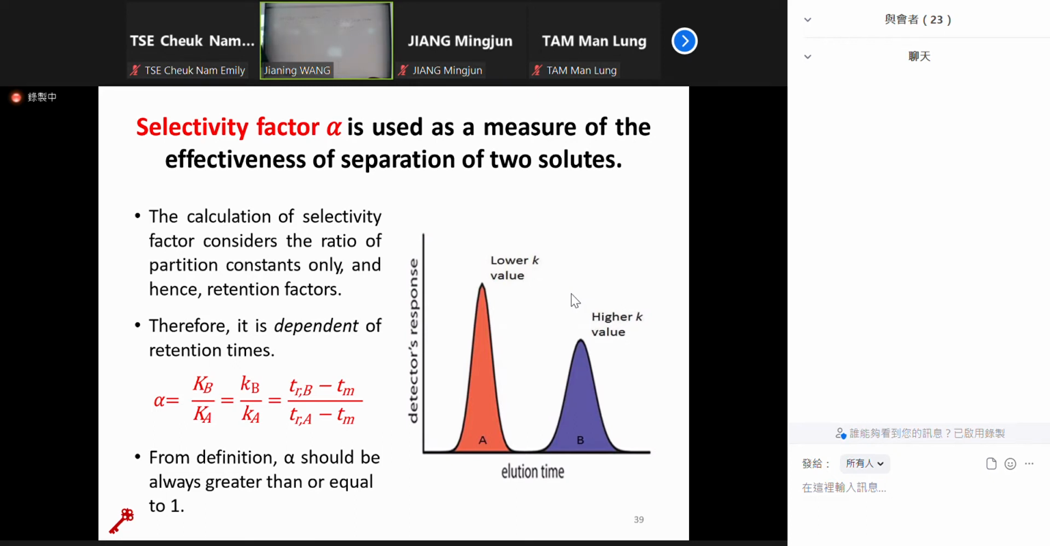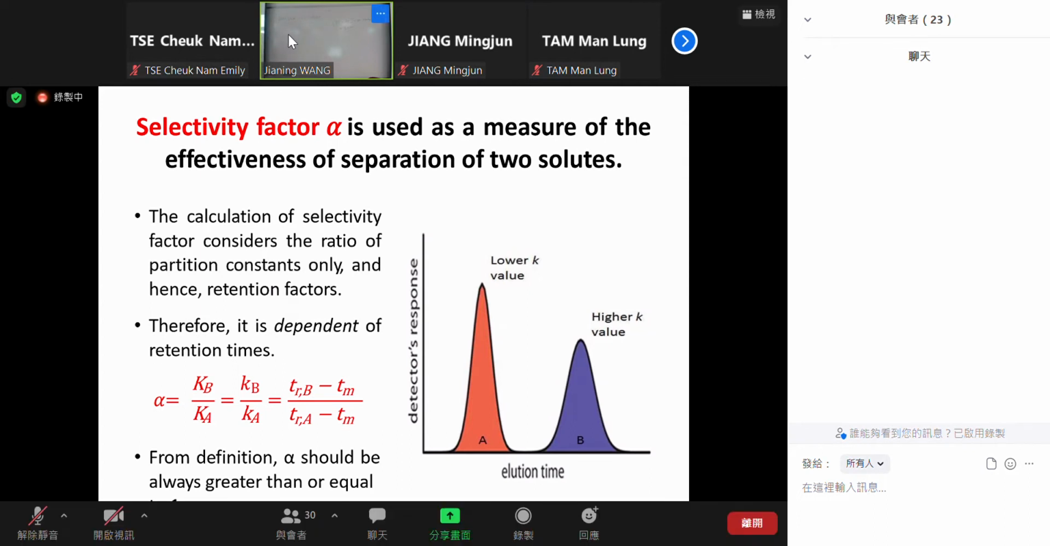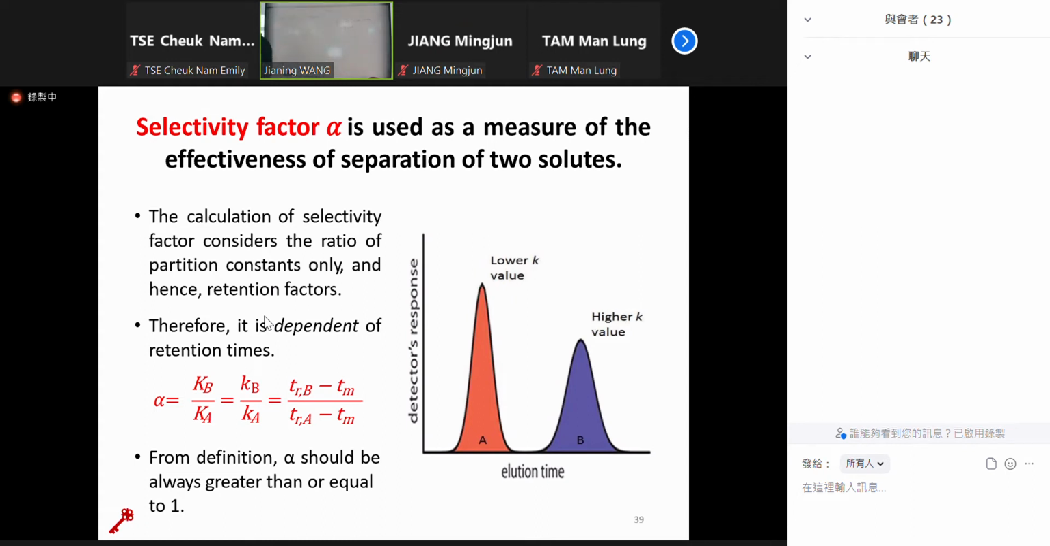This is the definition, and obviously we can calculate the alpha of two peaks directly from the spectrum. When you remember the definition of K, it should be quite easy to remember alpha, but you need to remember the sequence. Always the later one goes on top. This is peak B, so B over A. So alpha should always be greater than or equal to 1. Right, this is just based on the definition.